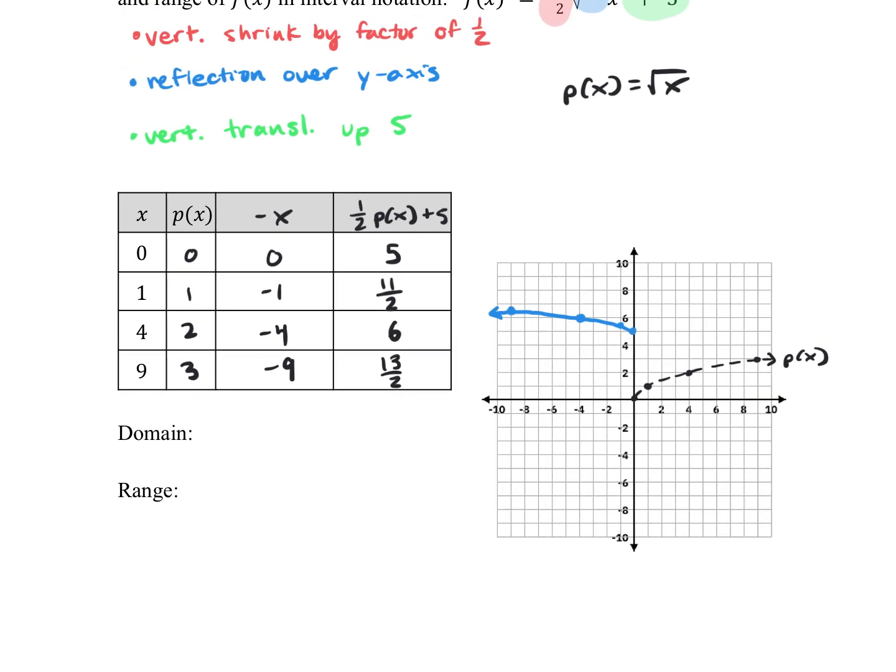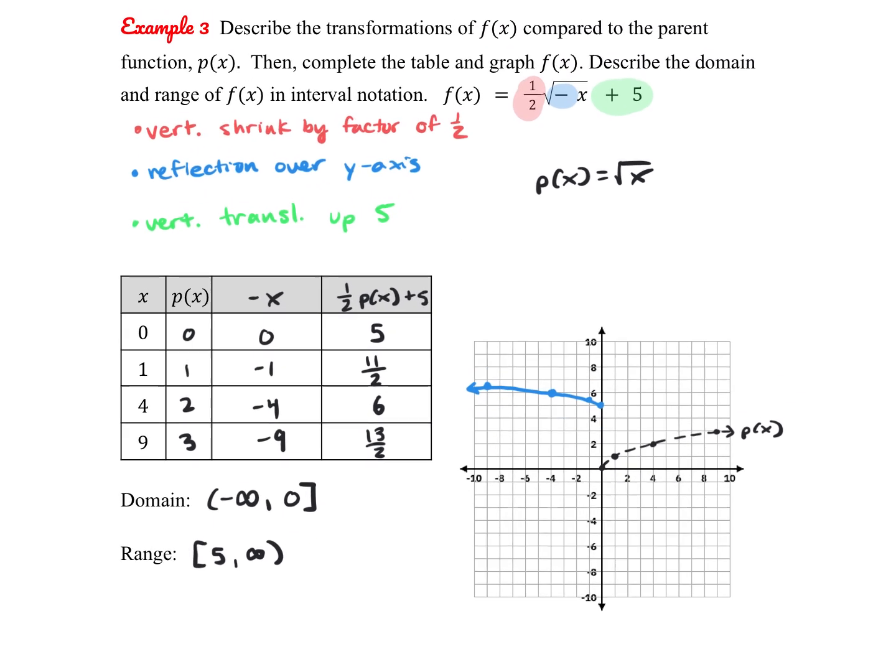Now for our domain, remember we always go lowest x value to highest x value. So it's going to go to the left forever. So our lowest x value is negative infinity. The highest x value is 0. And then for the range, the lowest y value is 5, and it will keep increasing forever. So it's 5 to infinity. I know this graph looks like it's flattening out, and it does flatten, but it will never become perfectly flat. It will keep increasing. It will just do it really slowly.